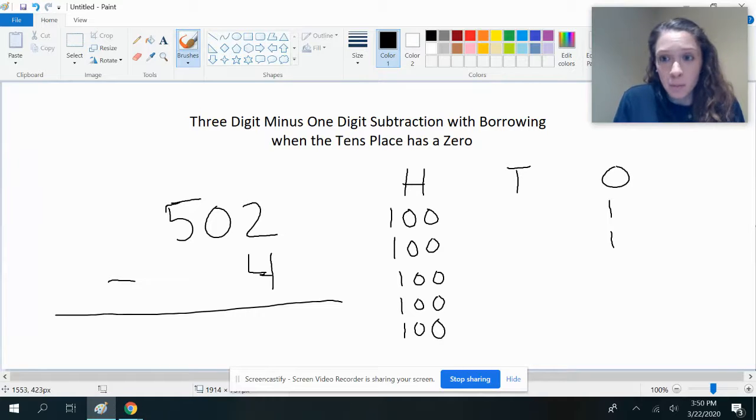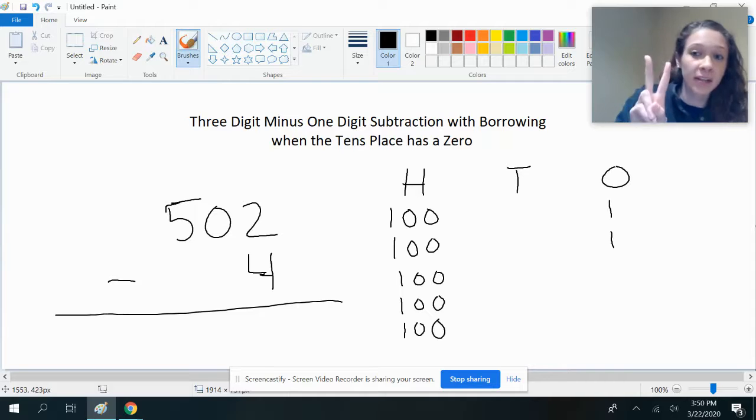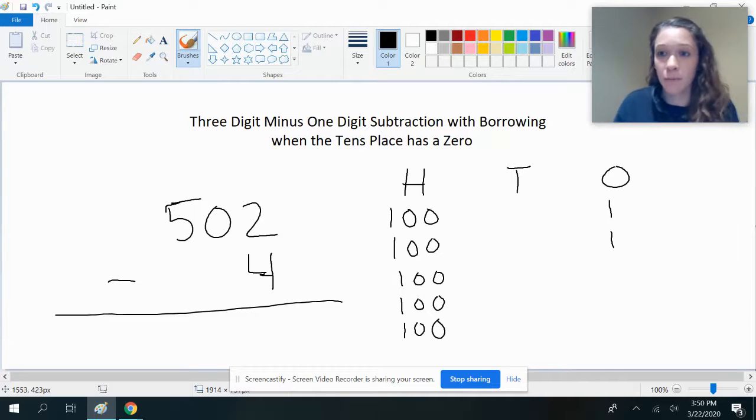Remember, the problem was that we didn't have enough ones to take away 4. We only had 2. We couldn't take away 4 ones. So we need more ones. But in the other videos, what we've always done is we've looked to the tens place to borrow a 10, to move a 10 over. But as you can see, there aren't any tens in the tens place.